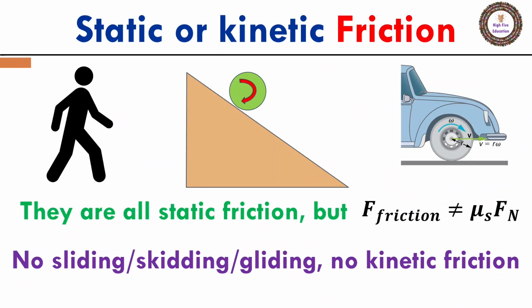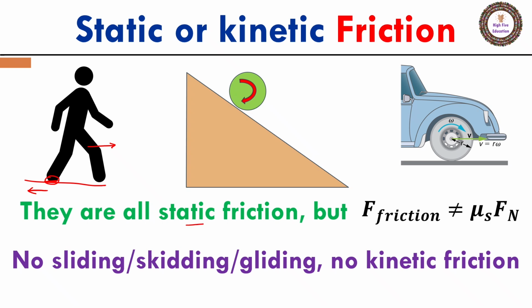Alright, now let's go back to the question or the scenario I gave at the beginning of the video. So why are all these situations static friction? Consider this walking person. His foot or his shoes do not have real relative motion with respect to the ground. There is only a potential motion. So her foot is pushing the floor, and the floor pushes him as a reaction force, pushing him forward. So there's no real relative motion, only a potential motion.